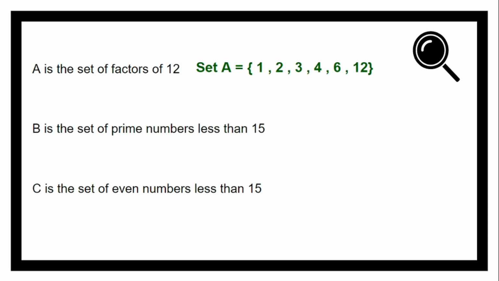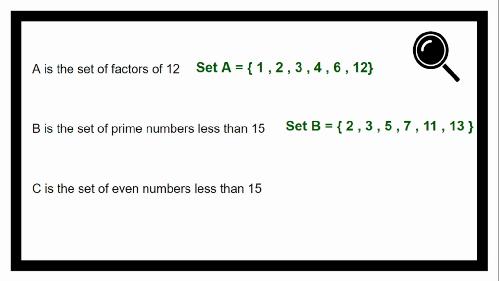Set B. Sabi dyan, B is the set of prime numbers less than 15. Mga prime numbers daw na mas mababa kay 15. Meaning to say, for set B, we have the elements 2, 3, 5, 7, 11, and 13. So those are the prime numbers less than 15. Ano ba pag sinabi natin yung prime numbers? When we say prime numbers, those are the numbers na ang factor lamang ay ang sarili niya and 1. Okay? And those are 2, 3, 5, 7, 11, and 13.